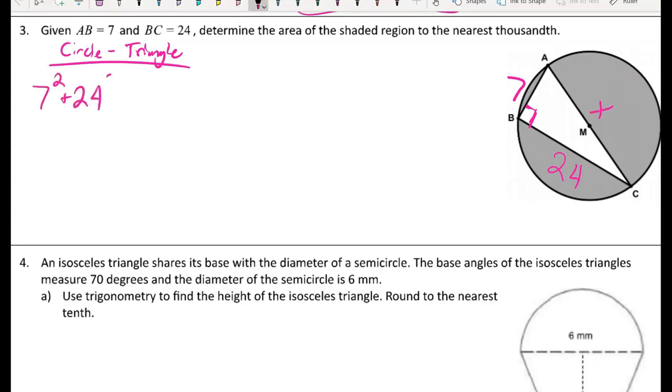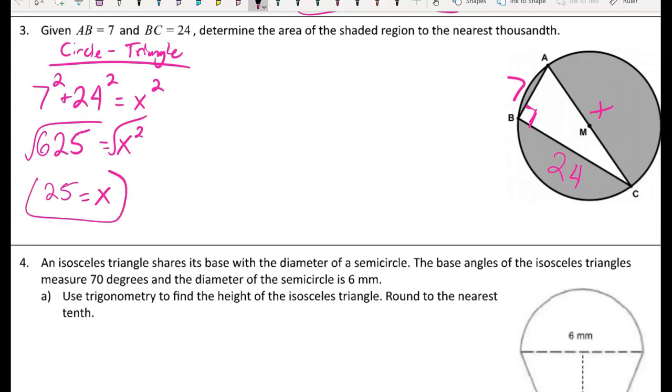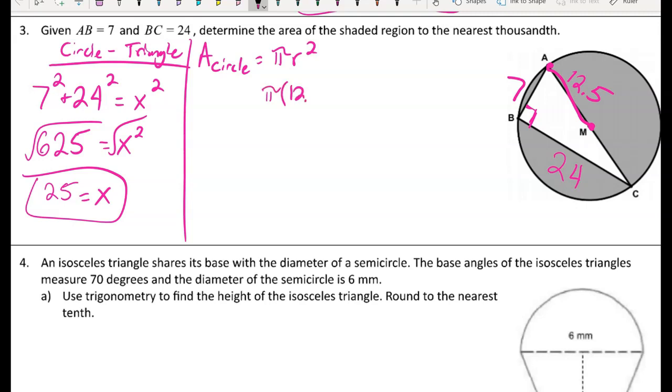7 squared plus 24 squared equals x squared. 7 squared plus 24 squared is 625. And if I take the square root of that, I find that that hypotenuse is 25, or the radius, just half of that, should be half of 25, or just 12.5. So that helps me find the area of the circle, which would just be pi times the radius squared, or pi times 12.5 squared, or if I square 12.5 in my calculator, my area of the circle would just be 156.25 pi.